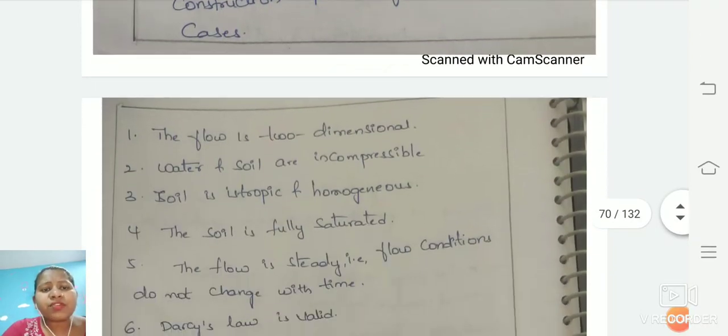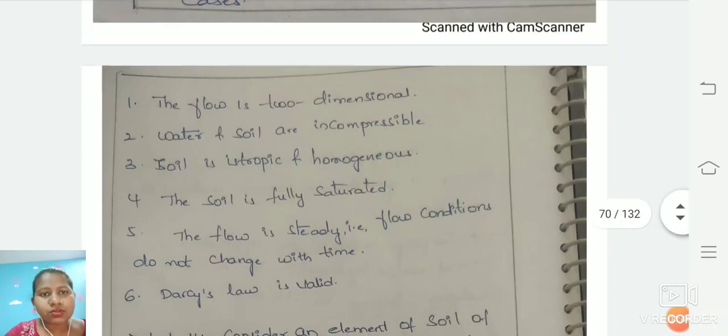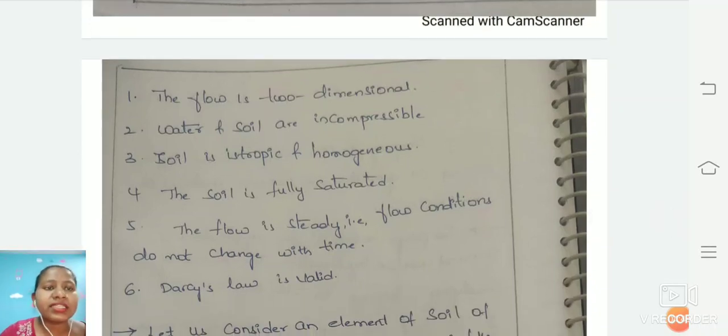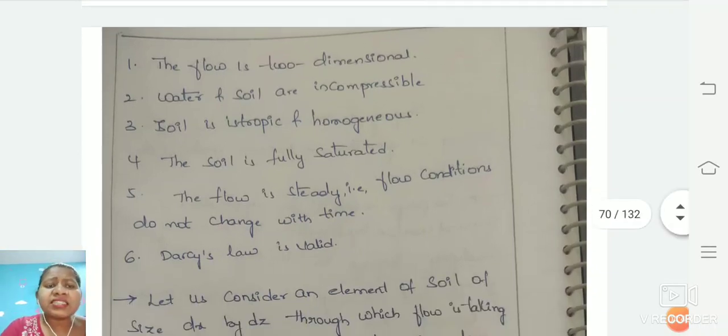As we all know, flow nets have certain assumptions. The first one is that the flow of water is two dimensional, and the second one is that the water and the soil are incompressible. The third one is that the soil is isotropic and homogeneous, and the fourth one is that the soil should be fully saturated.